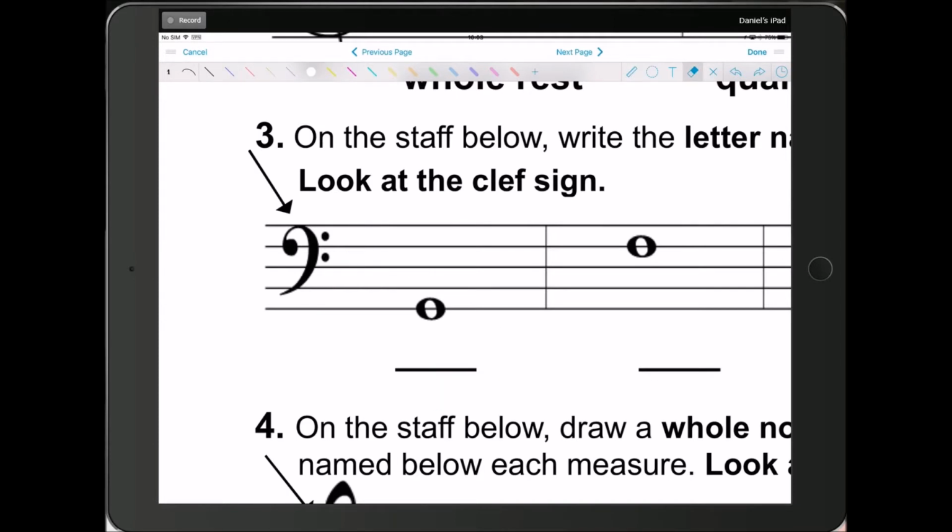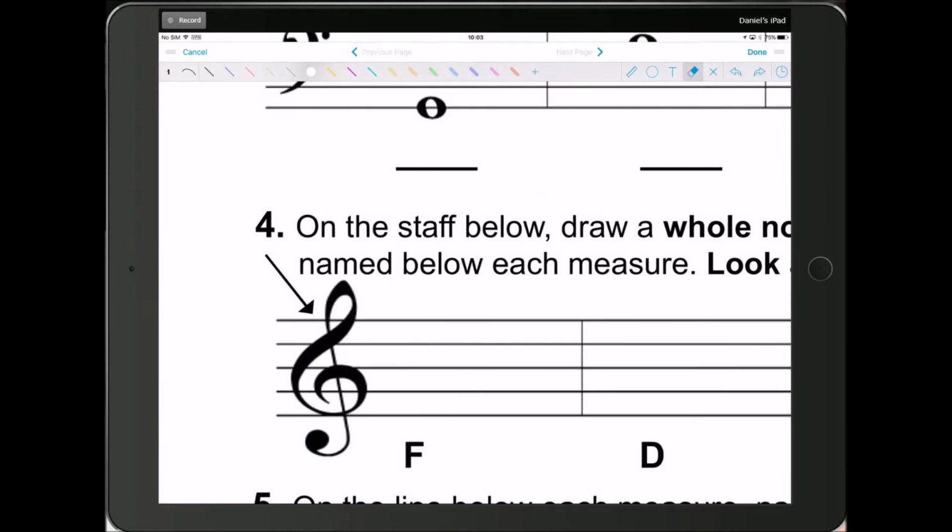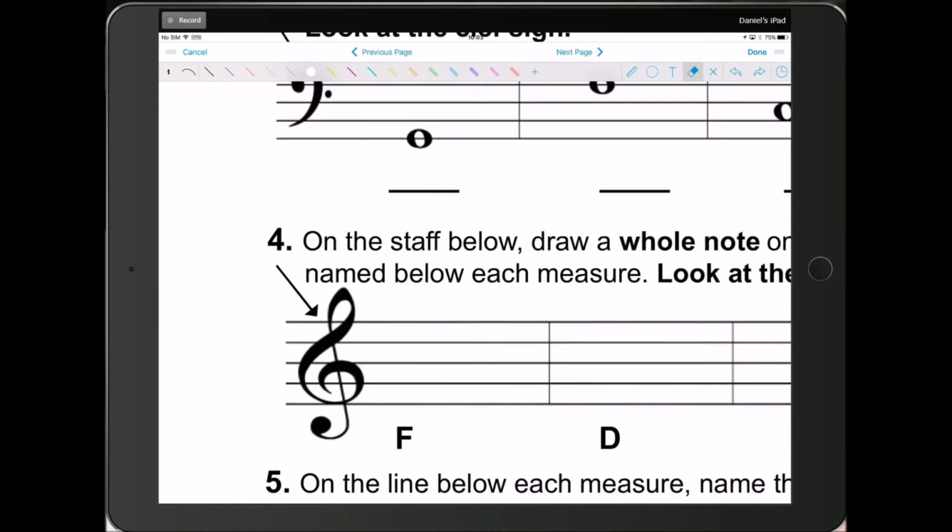Alright, so let's talk about the bass clef real quick. Now, on the actual theory test that you take, it may not be bass clef in question 3. They may have treble clef in question 3, and in question 4, where they have a treble clef here, they may have a bass clef. They may have 2 treble clefs in 3 and 4, or they may have 2 bass clefs. Just always look at it.